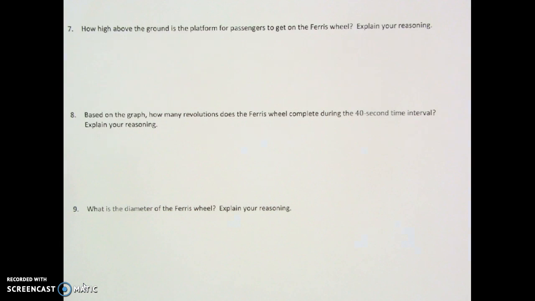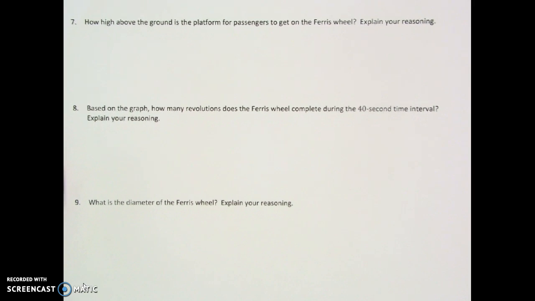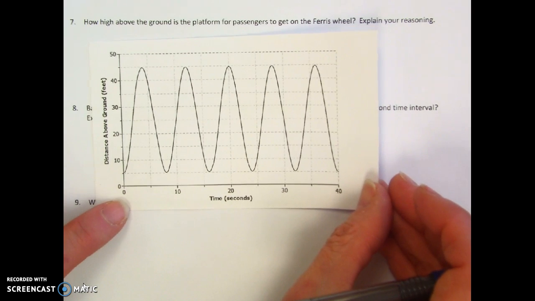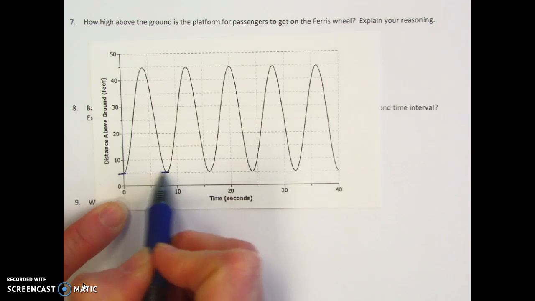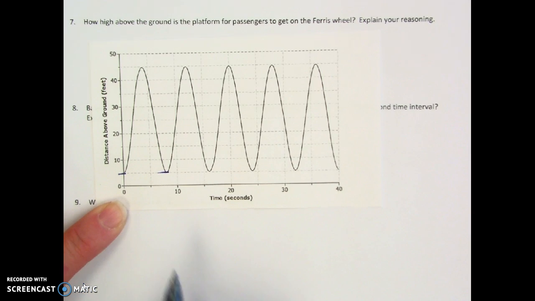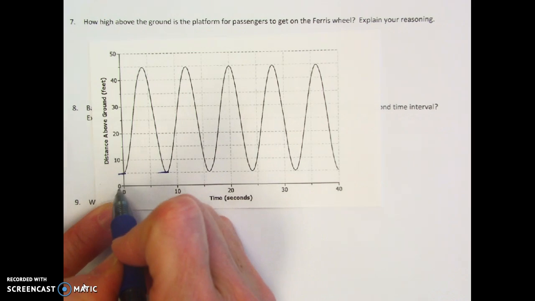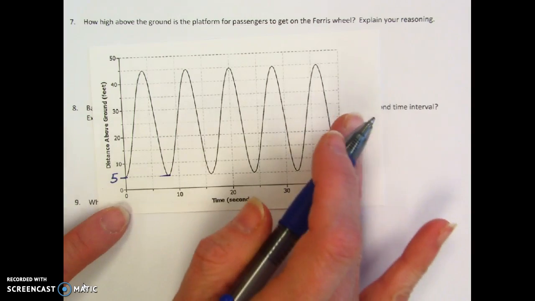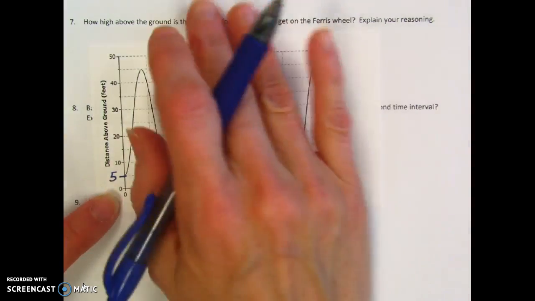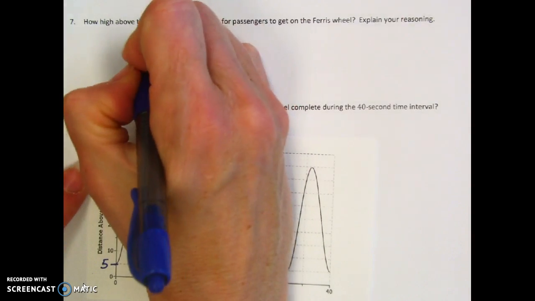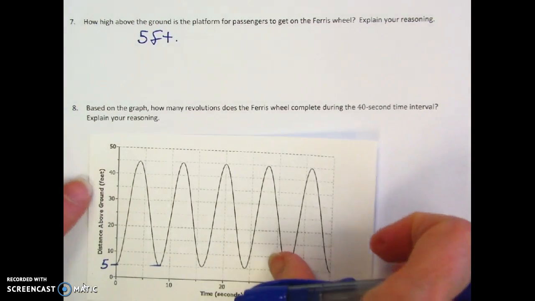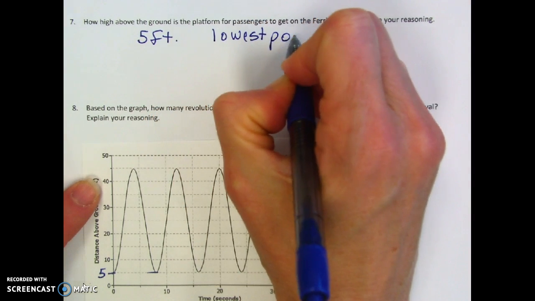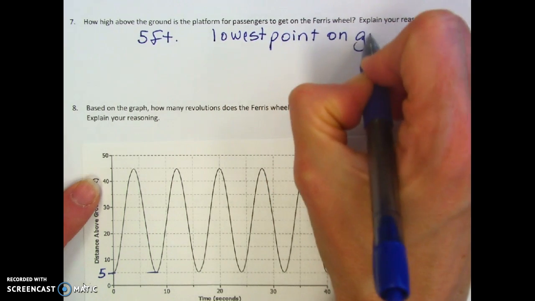All right, question 7 wants to know how high above the ground is the platform for passengers to get on or off the Ferris wheel? So looking at this graph, we can see that the lowest point that it goes to ever is right here. So what height would that be? Well, this is 0 and this is 10, so halfway in between would be 5. So it appears to be at about 5 feet is the lowest part of the Ferris wheel, which is where you get on and off. So the height would be about 5 feet. Okay, and why? Because it's the lowest point on the graph.